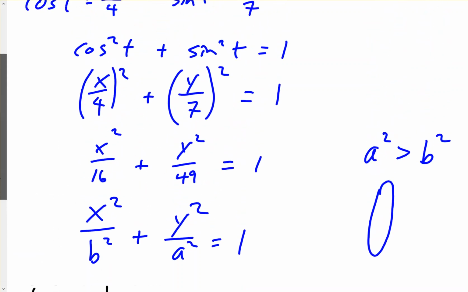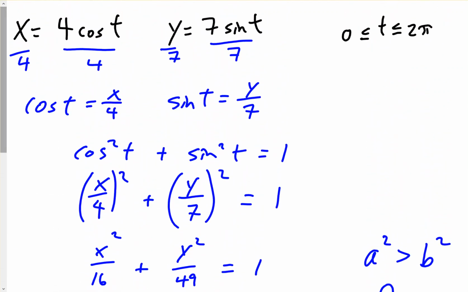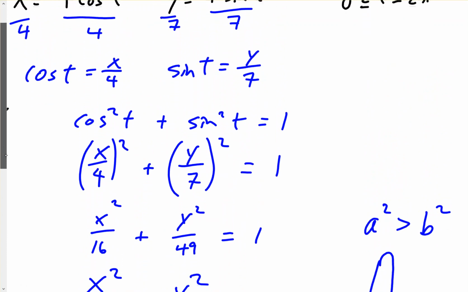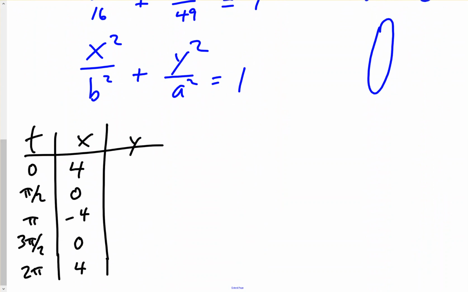Okay, now plug t into the y equation. Sine of 0 is 0. Sine of 90 is 1 times 7, which is 7. Sine of pi is 0. Sine of 270 is negative 1, so that becomes negative 7. And sine of 2 pi is 0. Okay, so we got this.